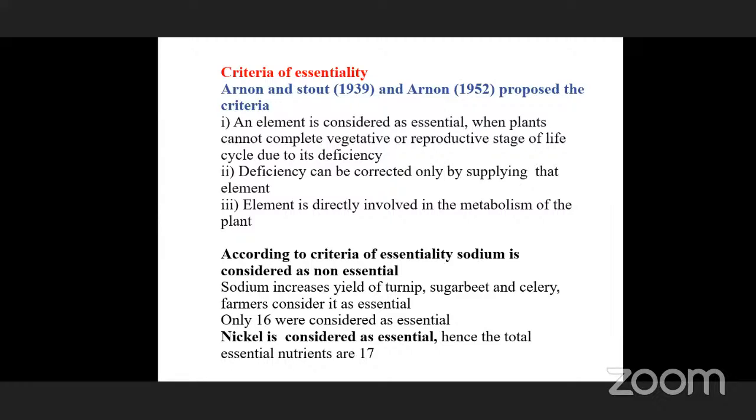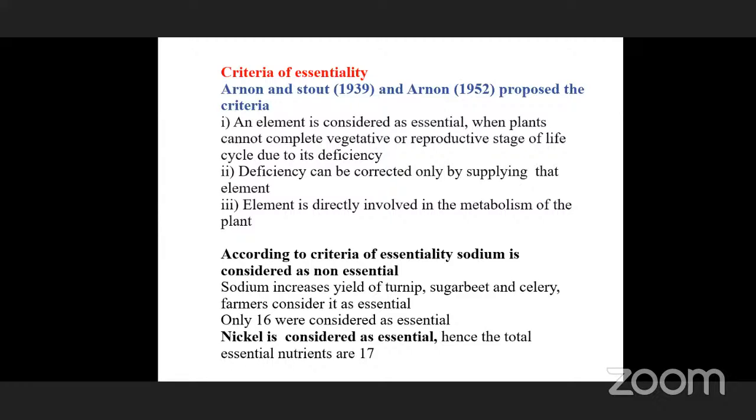But some farmers say that sodium is very much important for increasing the yield of turnip, sugar beet, and celery. So according to farmers, sodium is essential. Some of the elements are essential according to different crops and different stages. So the second point may be invalid, but according to farmers, sodium is essential. So we can say the criteria of essentiality is very important for all the elements. It may differ with crop stages and different crops.